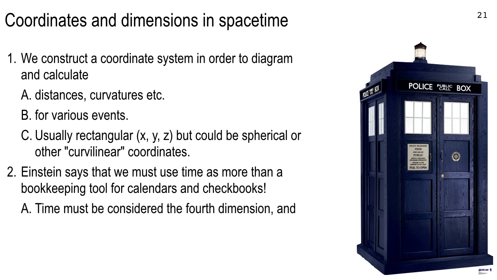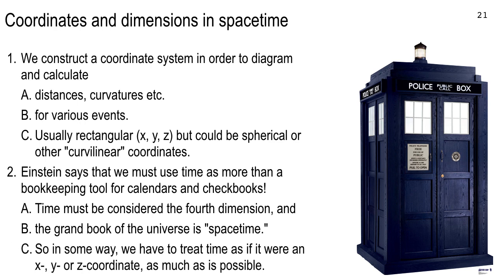but if you want to consider it as a true spatial dimension, it forces you to do things a little bit differently, and that's what Einstein said in the Grand Book of the Universe. He said you've got to think of this grand universe of ours as four-dimensional. So you have to figure out how to handle time as one of the four dimensions. All right. So in some way you have to treat time as if it were an XY coordinate as much as possible.